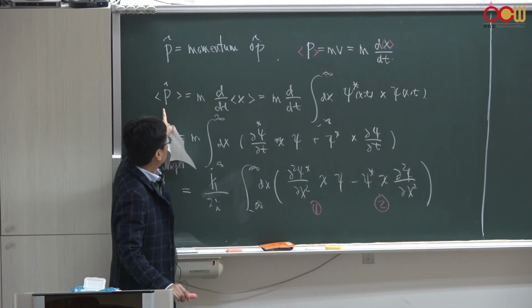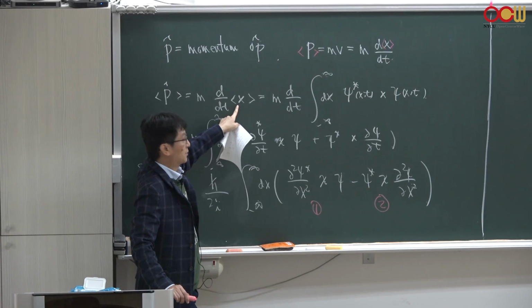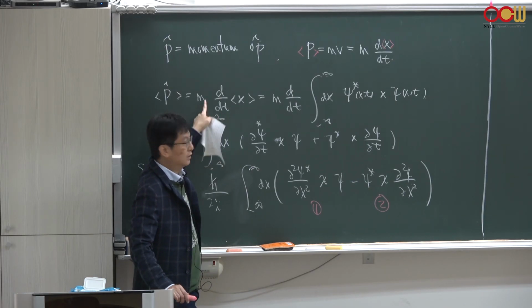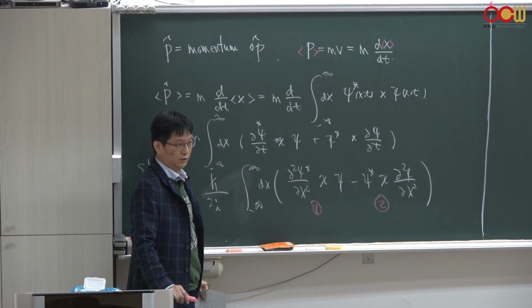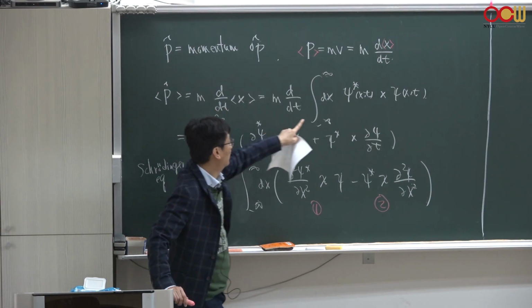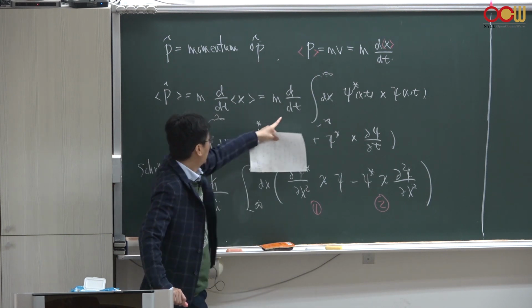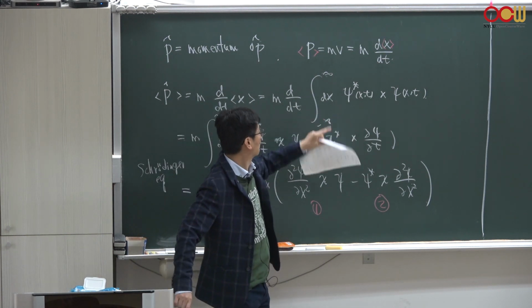As a result, we should interpret this expression value of the momentum operator as the mass times the expression value of x, d/dt, which is the sort of average velocity. And then you know what this expression value of x is. This is nothing but this integral that we just defined. And the only thing that you need to do is to take a time derivative of that integral, right?